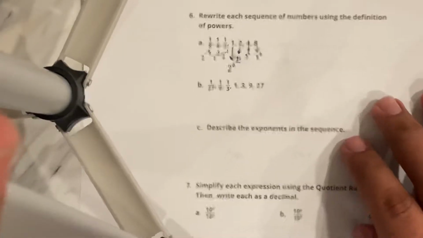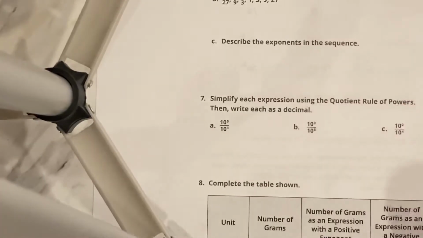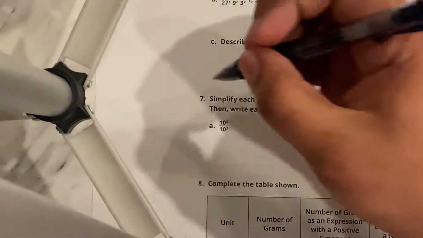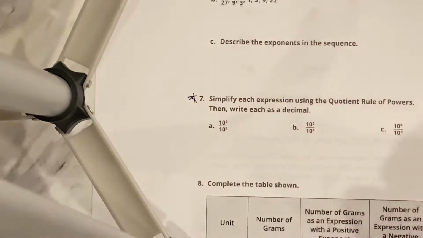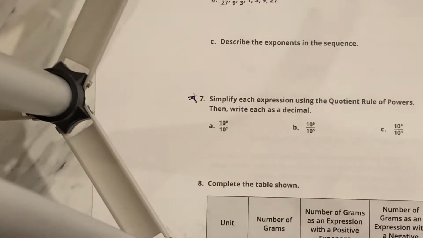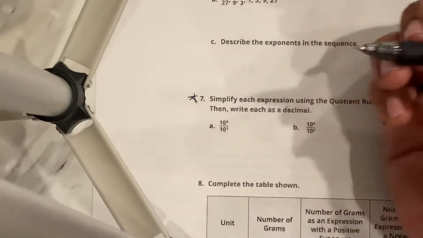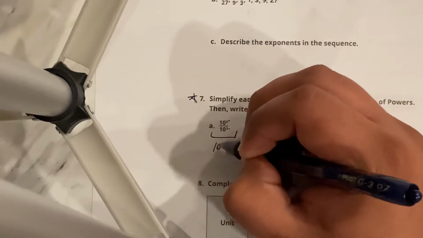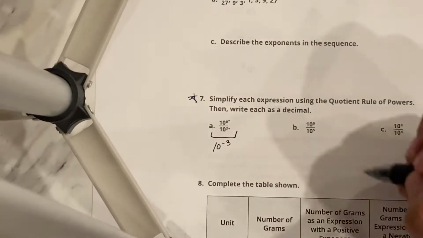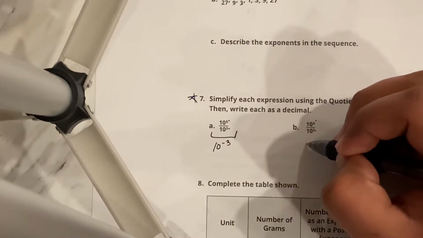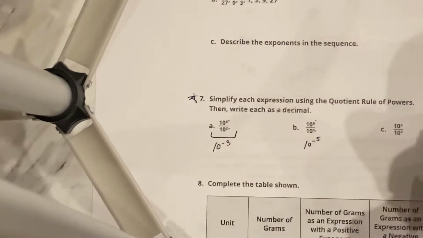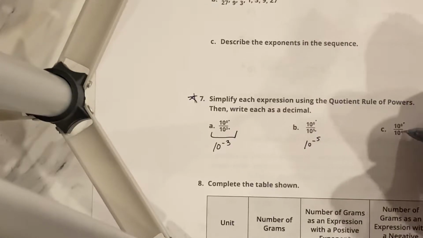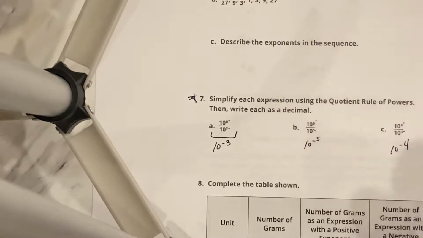Looking at this good stuff right here. Number 7, little star. And make sure that they're not going to confuse us. We can leave it as a decimal, but we just want to make sure we can write this. 0 minus 3 gives me 10 to the negative 3. 0 minus 5 gives me 10 to the negative 5. 0 minus 4 gives me 10 to the negative 4.